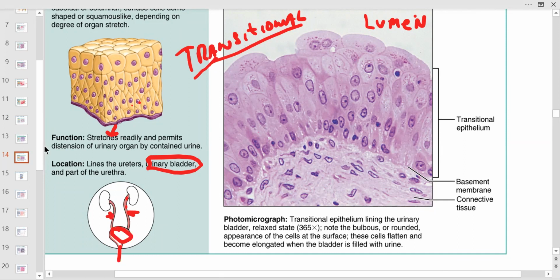Okay, and see what it looks like. Nothing looks like this really. It's not pseudo-stratified. You don't see goblet cells here. Right, nuclei kind of changing their shape. Not easy.